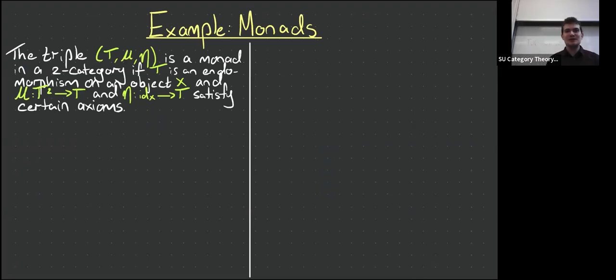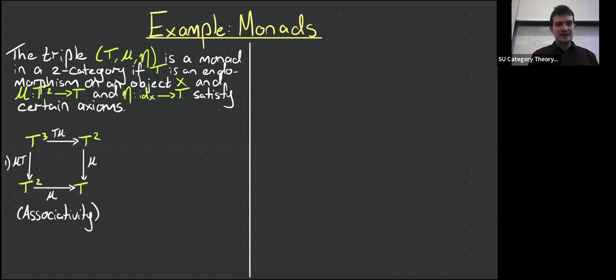So let's look at an example of this. And this is an example which will be important for pretty much everything we go on to discuss. So we can think of it as a triple, T, mu, eta, is a monad in a two category if T is an endomorphism of an object X, and mu is this multiplication from T squared to T, and eta is like this identity. And we want them to satisfy certain axioms.